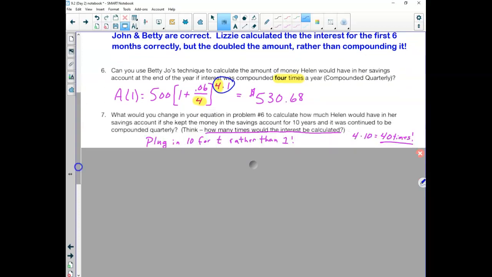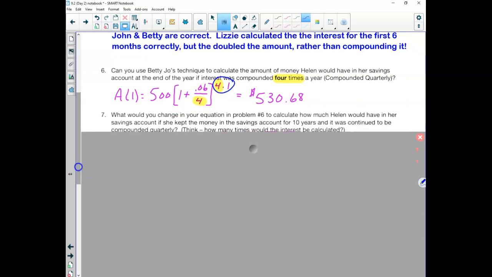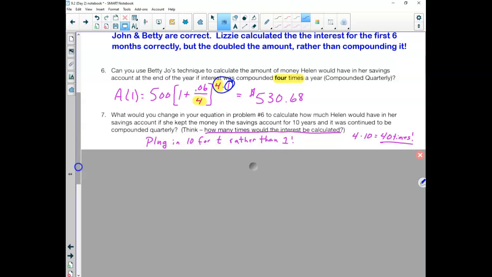And then let's say, well, what would you change in your equation in problem 6 to calculate how much Helen would have in her savings account if she kept the money in there for 10 years? She didn't put any more in, but now notice this little guy right there, that stands for 1 year. We're going to replace that with a 10 for T because it'd be in there for 10 years. And if you look at that, that's going to be 4 times 10. She's going to get paid interest 40 times over that 10 years.